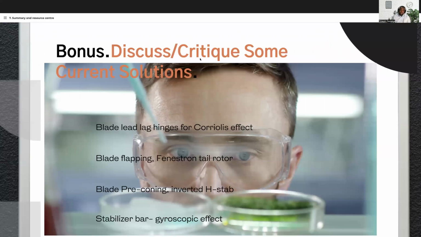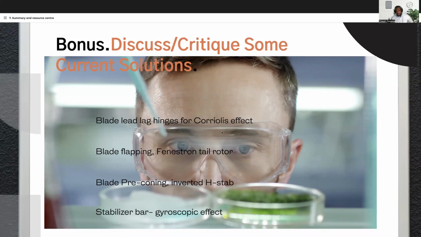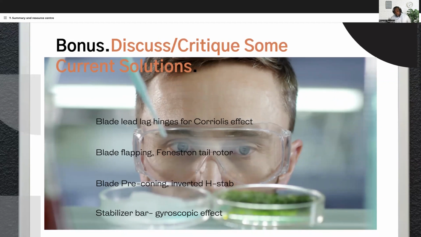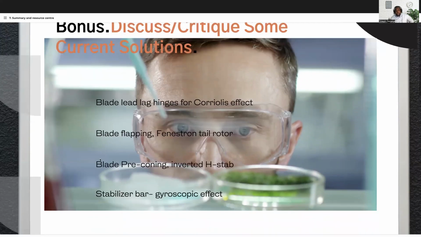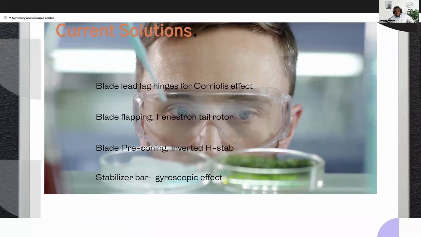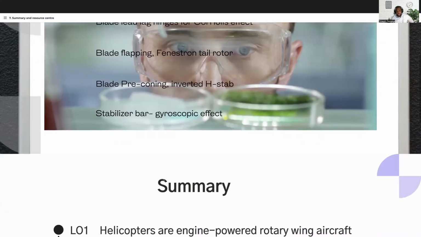So in the discussion, I'm going to encourage you to look at things like blade lead-lag hinges and what the Coriolis effect is before we have our next class. Consider discussing some issues with blade flapping and talk about the fenestron tail, talk about blade pre-coning or the reason why we have an inverted H-stab. Think about a stabilizer bar and the gyroscopic effect.